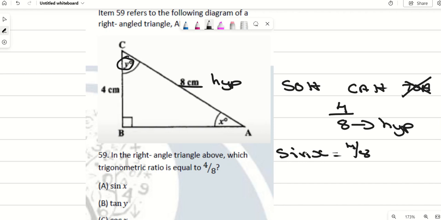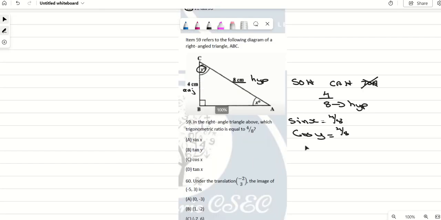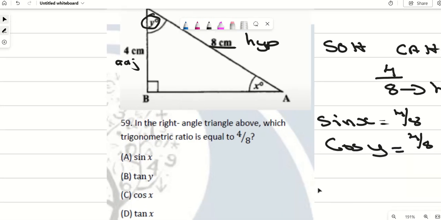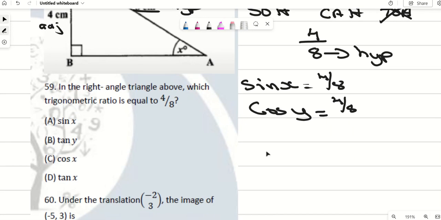Hold on, we wouldn't use... wait. If we're using Y, this here becomes your adjacent, which is cos Y equals adjacent over hypotenuse, which is also 4 over 8. Now, let us see what they have. Do they have cos Y here? No, they don't have cos Y. They have cos X. So we don't have cos Y, so it's not C.